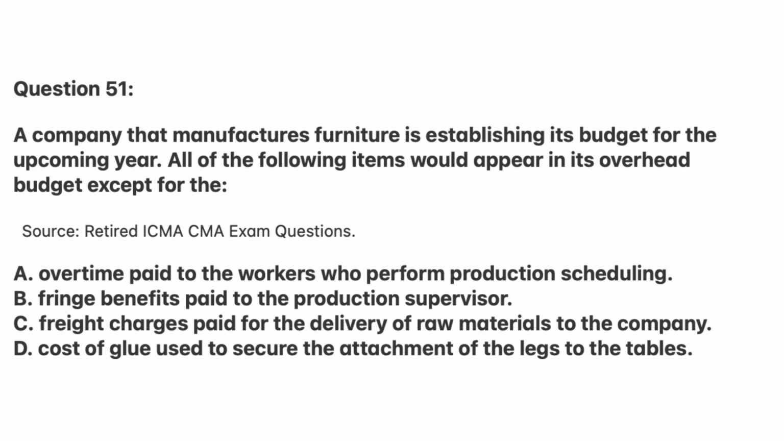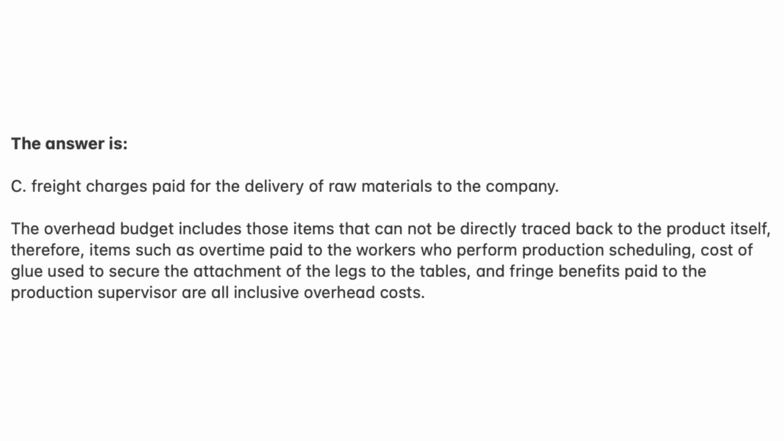Question 51. A company that manufactures furniture is establishing its budget for the upcoming year. All of the following items would appear in its overhead budget except for the following. Source: retired CMA exam questions. A. Overtime paid to the workers who perform production scheduling. B. Fringe benefits paid to the production supervisor. C. Freight charges paid for the delivery of raw materials to the company. D. Cost of glue used to secure the attachment of the legs to the tables. The answer is C. Freight charges paid for the delivery of raw materials to the company.